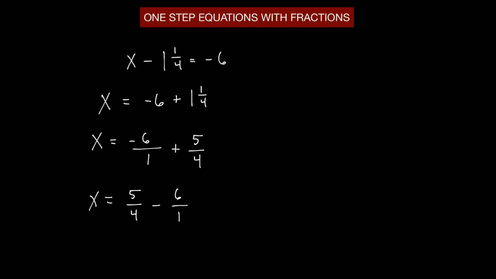So now that we've done that, let's go ahead and do our vertically and crosswise again. So for our numerator, we got 5 times 1 minus 6 times 4. Our denominator, we multiply straight across, 4 times 1. So 5 minus 24. I believe that is -19/4. So our answer, -19/4.